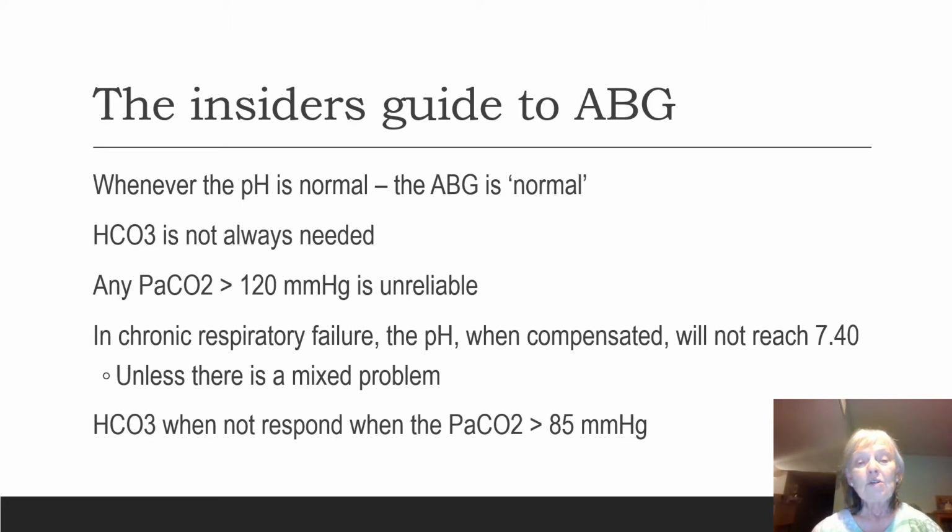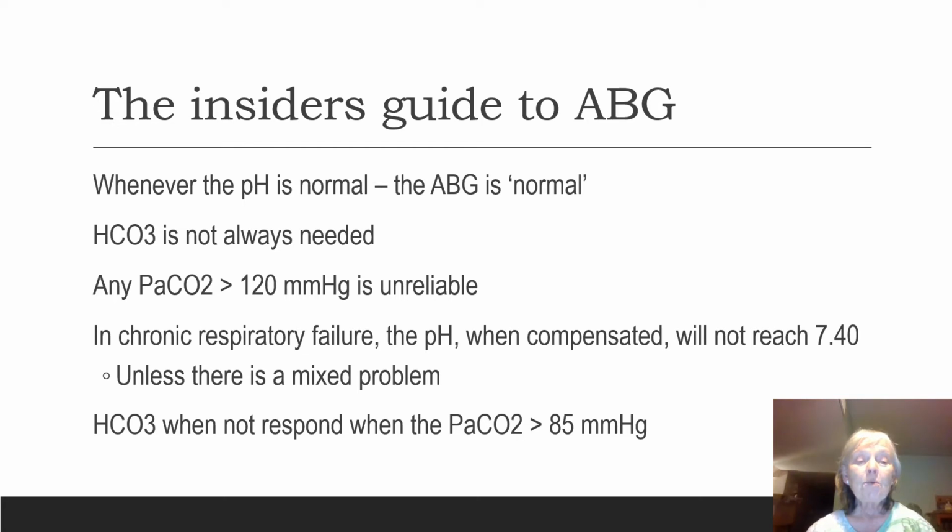In chronic respiratory failure, the pH when compensated will not reach your 7.40 unless there's a mixed problem. What's happening then is the bicarb and the CO2 are both competing to get that pH where they want it to go, and so they pull the pH back into that 7.40.